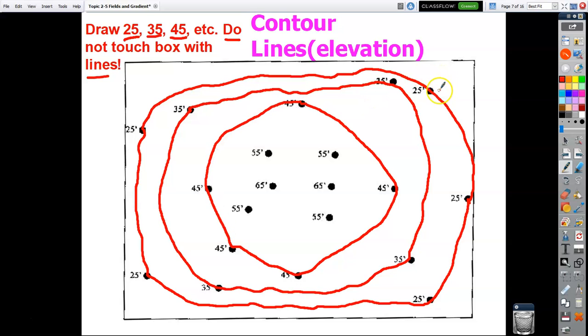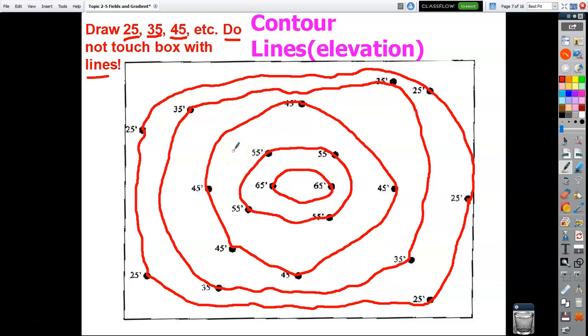Now, the numbers could be higher. You could have 2,500 feet, 3,500 feet, 4,500 feet. It would obviously be a mountain, not a hill. All right, so 45, 55, and 65. Here, you don't want to make a line across. That's not really a circle or an oval. You want to go like this. 65. Okay. So that's going to show you what they call concentric circles, actually.